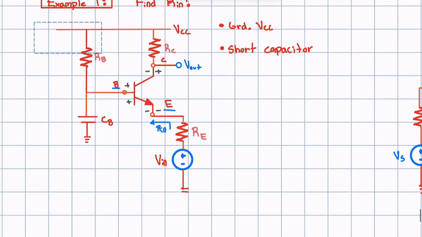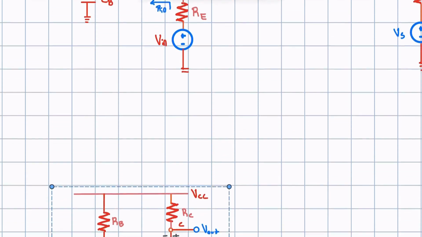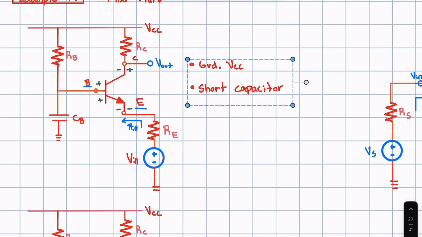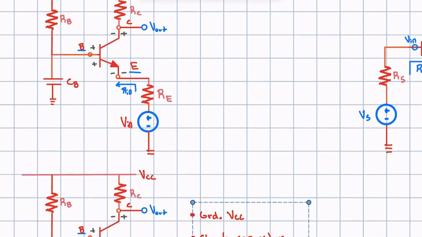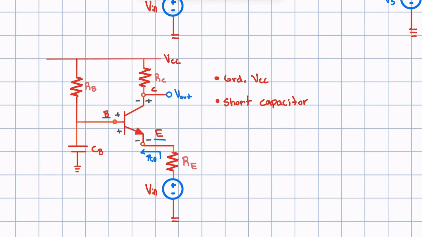Let's start by duplicating the circuit. I'm gonna move it down here. And I'm gonna move these two steps we have to do down here too. Okay, let's get started. Let's start with the first step.